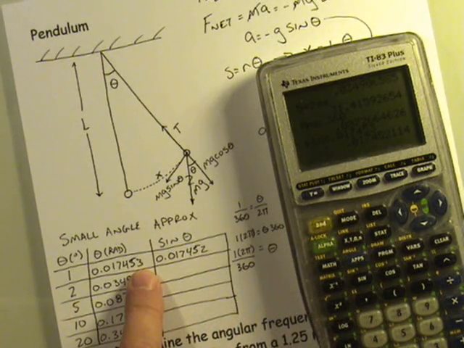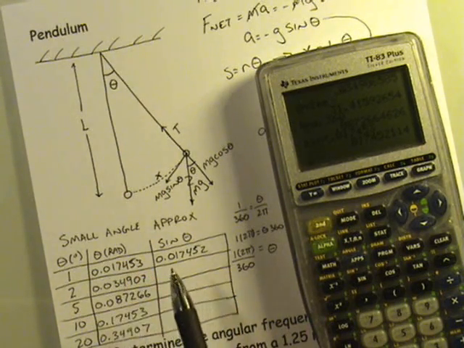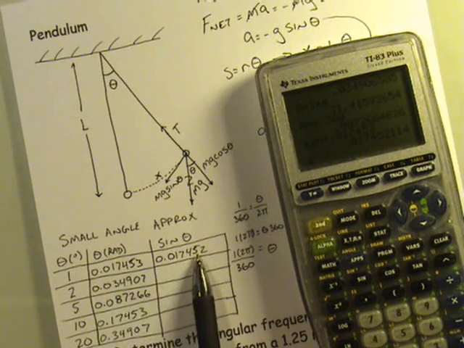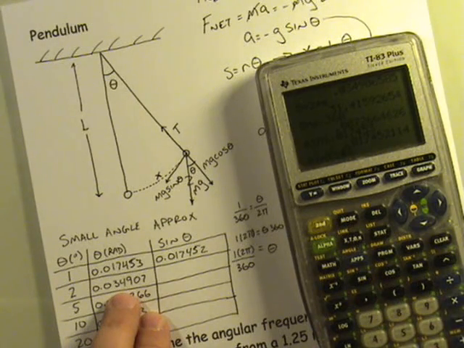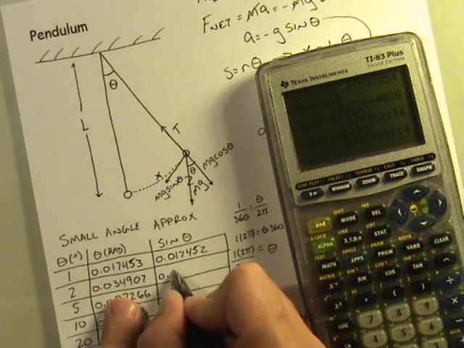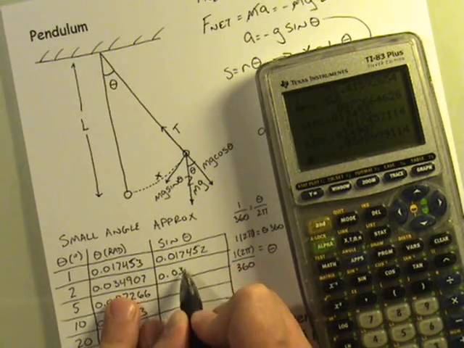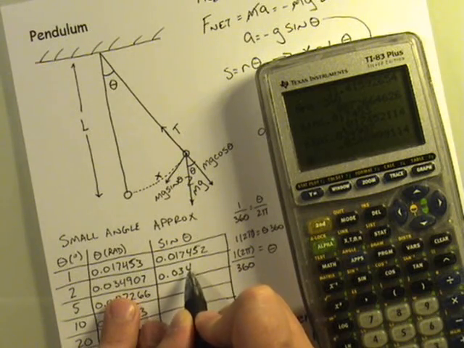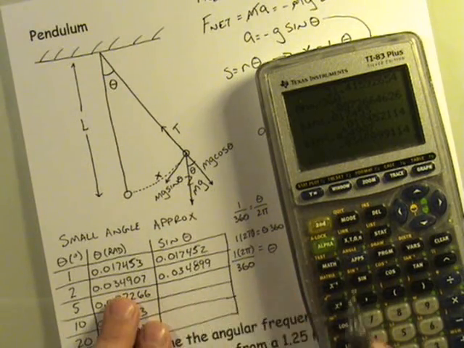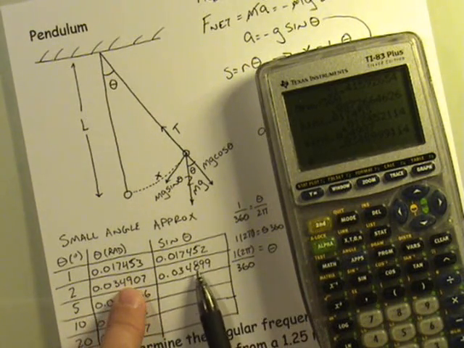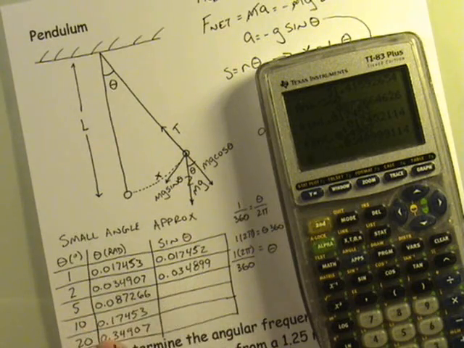Essentially, they're the same. Close enough that we won't have to worry about it. Out to at least 4 significant figures, they give the exact same answer. So let's try the next number. That's going to be the sine of 0.34907, and that gives me 0.0348999. So again, out to essentially 3 significant figures, I'm getting the exact same answer: the angle is the same as the sine of the angle.